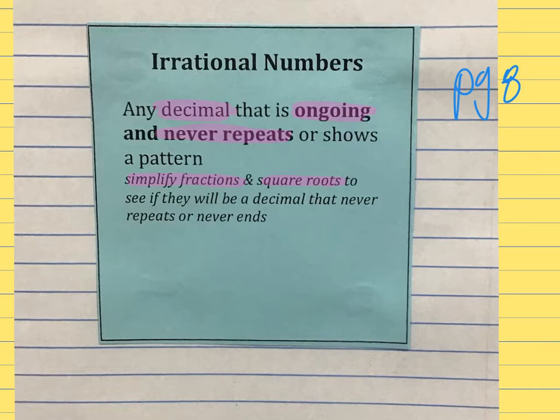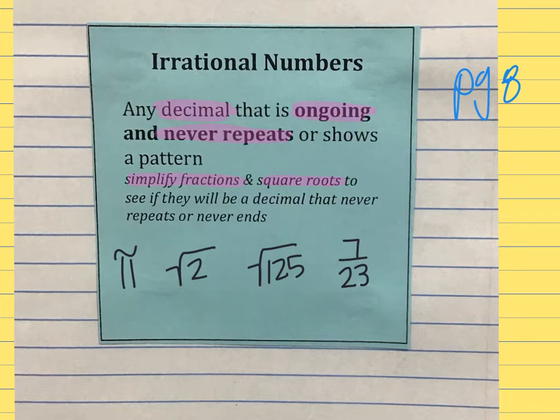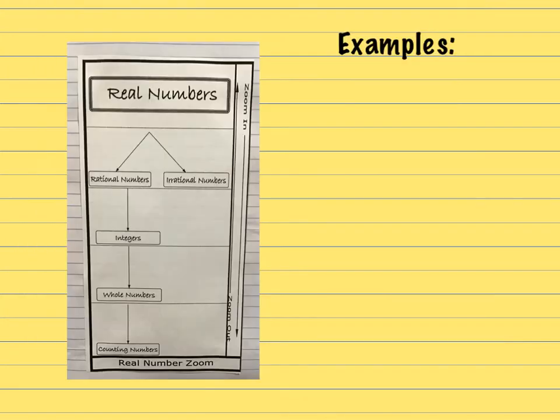So, for example, a super common thing that we say is irrational is pi, because that's an ongoing decimal that never ends and does not have a pattern. Something else is the square root of 2, the square root of 125. Also, I tested the fraction of 7/23, and that's also a decimal. When you divide it, that is not going to show a pattern.